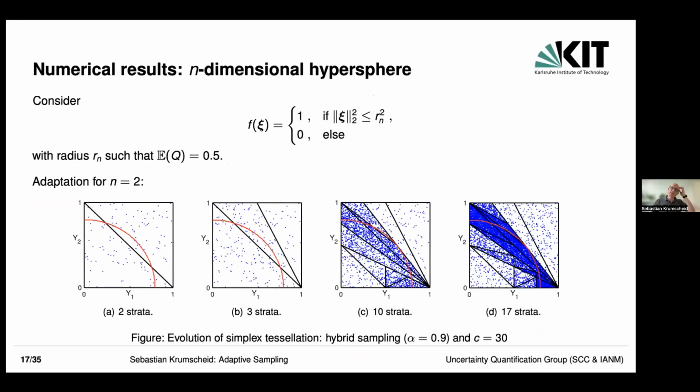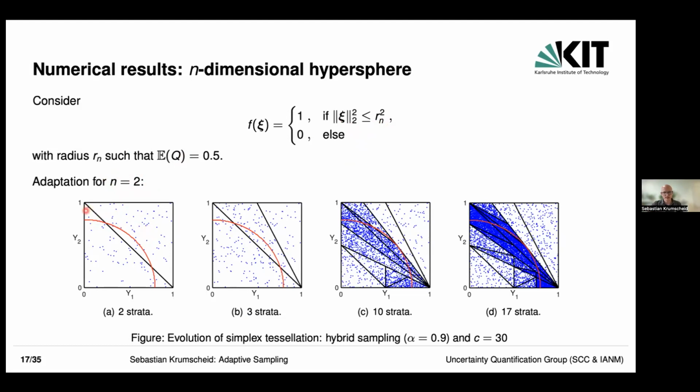Let's start with 2 dimensions. So we want to compute effectively probability that our uniform random variable is living inside some ball. And this ball is depending on our dimension and tweaked in a way that we get an expectation of 1/2. Okay. Now for case equal to 2, just first some iterations of this method.